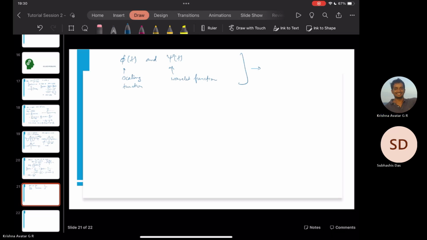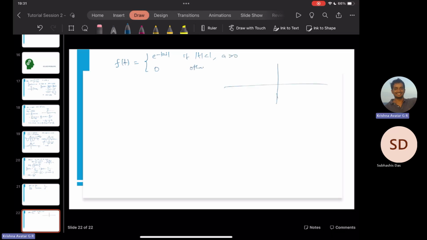Before that, now let's do one Fourier transform question. Say you have f of t equal to e to the power minus a magnitude of t if magnitude of t is less than 1, and a is greater than 0, and 0 otherwise. So graphically, this function is only supported from -1 to 1.